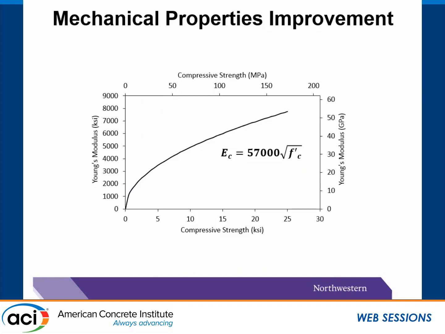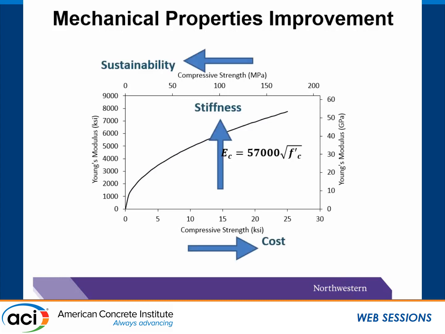We all know Young's modulus equals 57,000 square root of f'c. And to get to 58 gigapascal, the compressive strength needs to be increased to 180 megapascal, which is far beyond the design requirement of the compressive strength. As we know, with higher compressive strength, there will be higher cost and less sustainability in terms of construction.